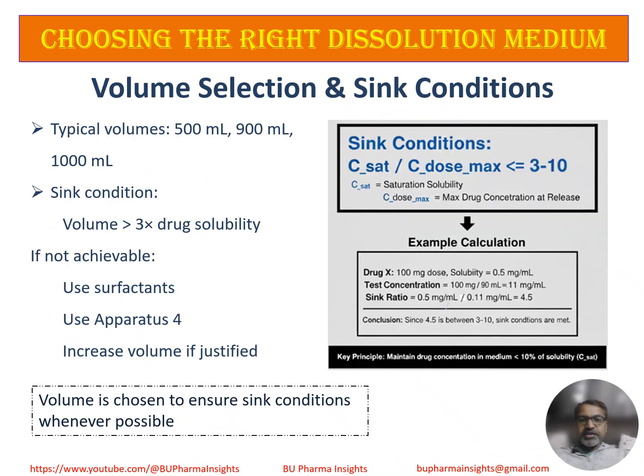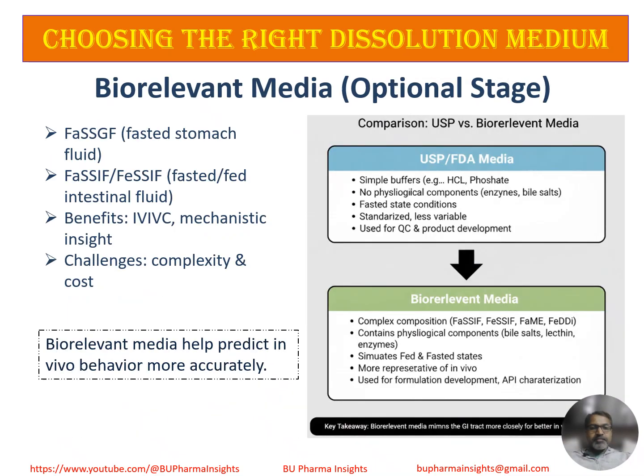Dissolution volume selection is critical for maintaining sink conditions. Typical volumes are 500 mL, 900 mL or 1000 mL. A sink condition means the volume is at least 3 times the drug's saturation solubility volume. If sink conditions cannot be achieved, add a justified surfactant, use USP 4 flow-through cell apparatus, or increase volume if scientifically justified. Maintaining sink condition prevents medium saturation and keeps the dissolution rate reliable and measurable.